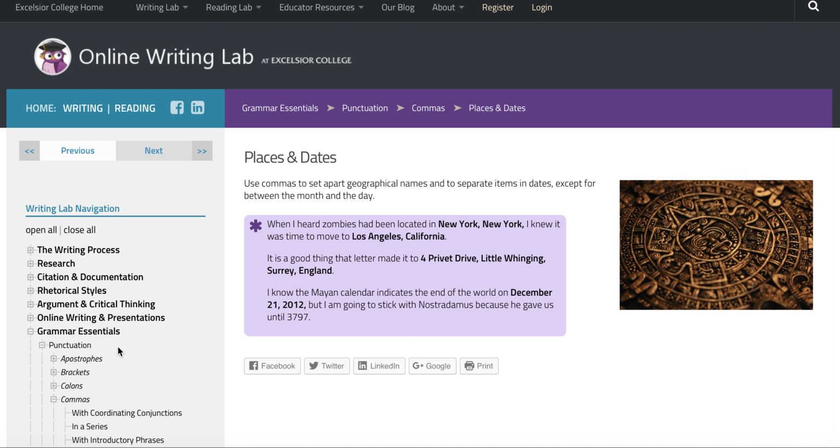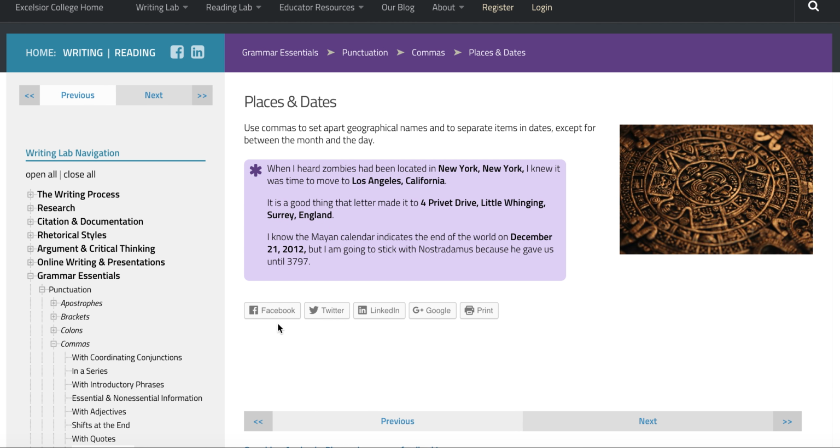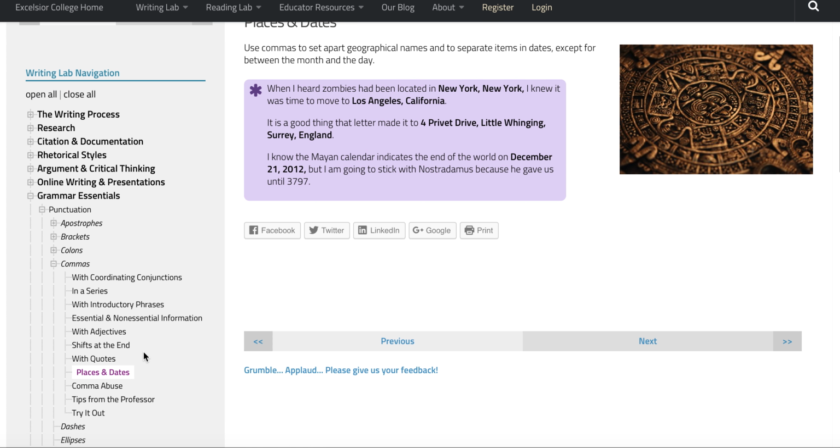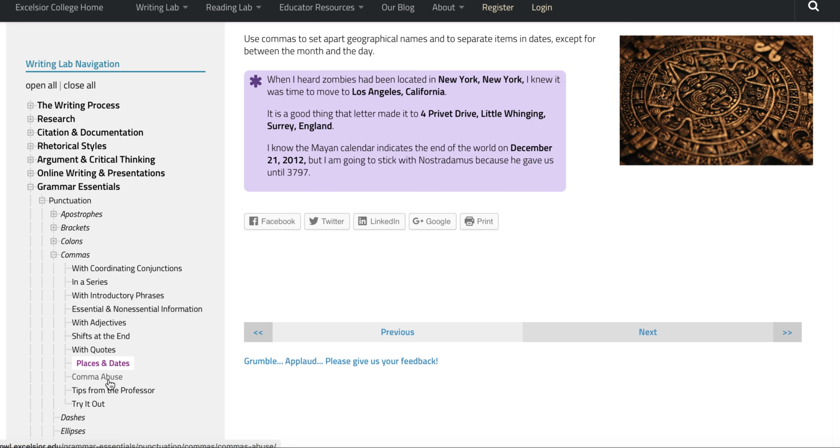It just is the rule where you separate a city from a state with a comma. Technically, if you're writing in a sentence, you should have a comma after the state as well if it comes in the middle, with addresses, with dates. So December 21st, comma, 2012. Put the comma after the December 21st. So that one's pretty straightforward.